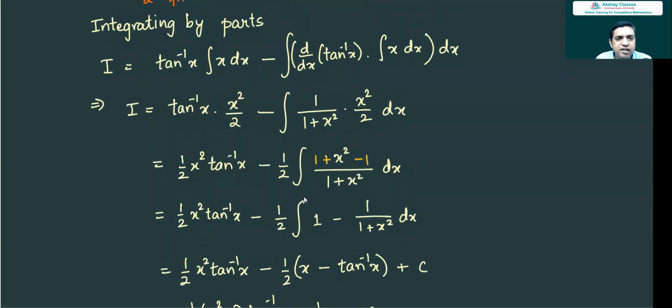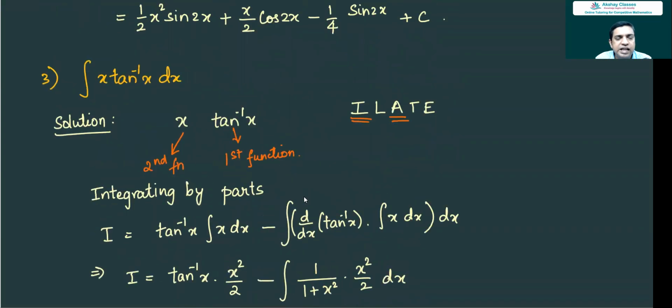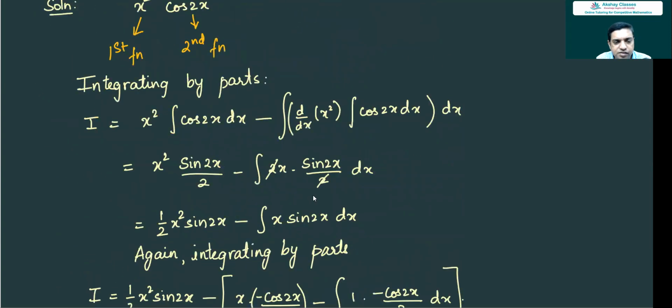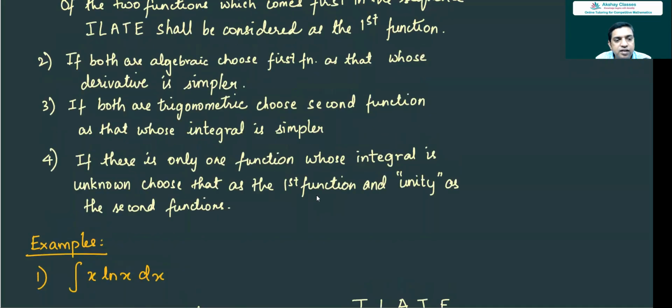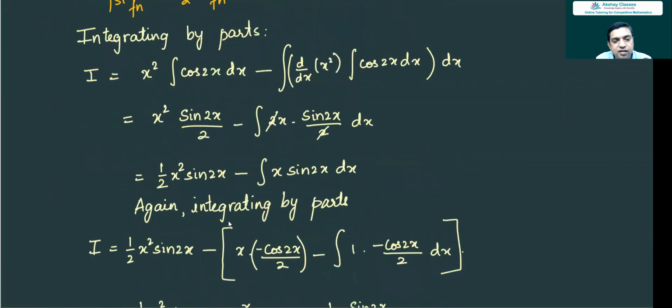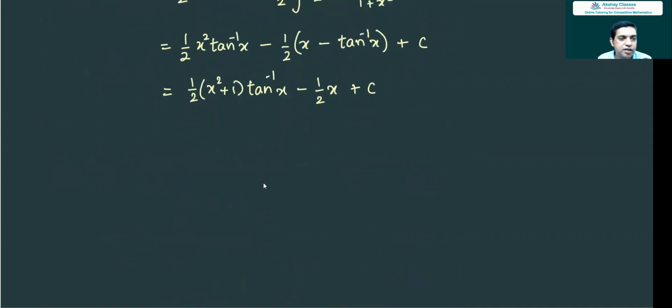So this is integration by parts with an inverse trigonometric function and an algebraic function. We did algebraic logarithmic, algebraic trigonometric, algebraic inverse trigonometric. Now let us do cases where there is no second function, meaning there's only one function. So evaluate integral log x. This is log to the base e.